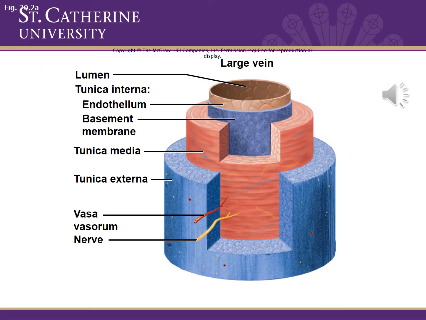Here's a diagram showing the anatomy of a large vein. Please take note of the three layers. The tunica externa is on the outside, the tunica media is the middle layer that contains smooth muscle, and the tunica interna is the lining. It's in contact with the blood that's in the vein and is comprised primarily of simple squamous epithelial cells. It's also known as the endothelium.